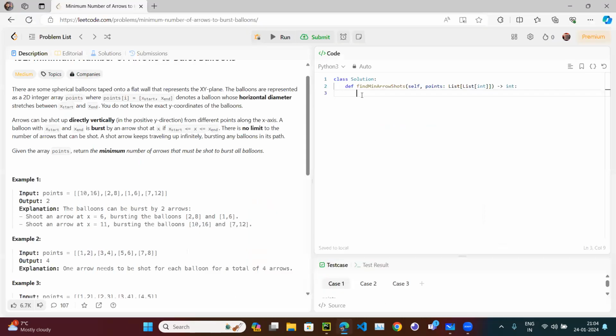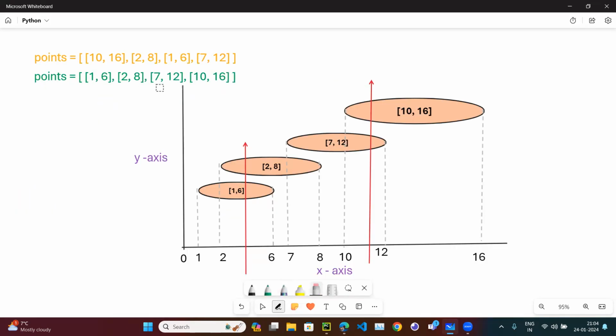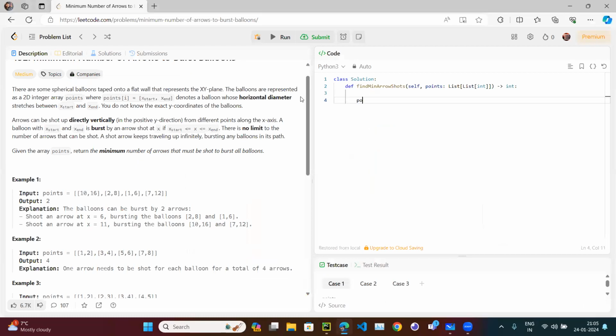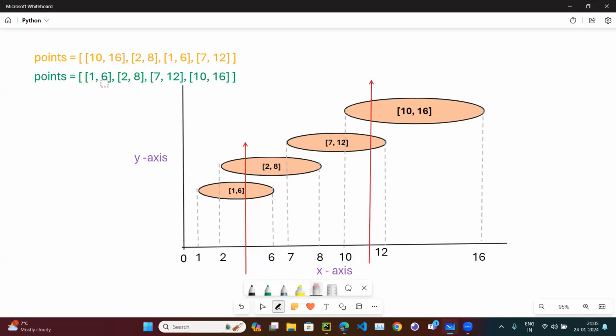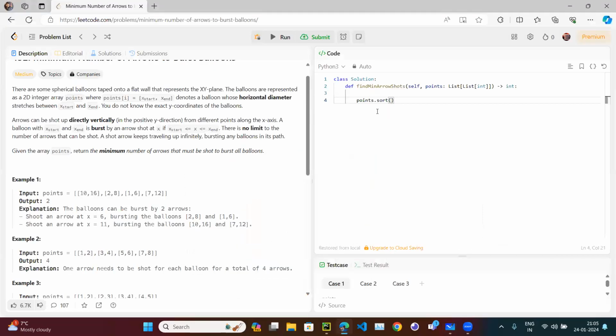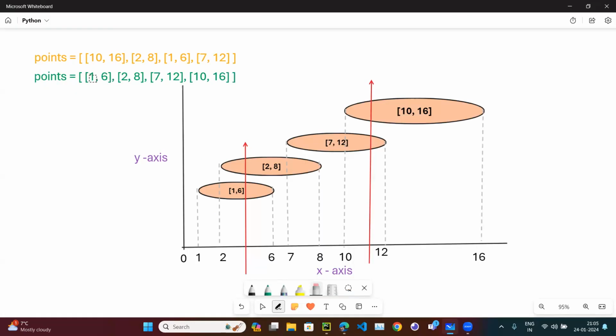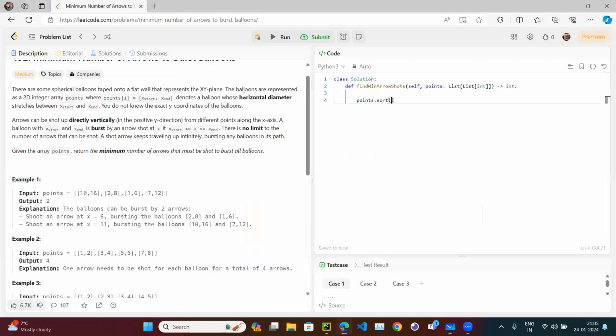What is the first step? We need to sort our points. The points are given, so points.sort. Generally we do that, but if we just do points.sort, it sorts based on the first key, and we need to sort on the second key. So what we can do is key equals lambda x: x[1]. Now we are sorting our points.